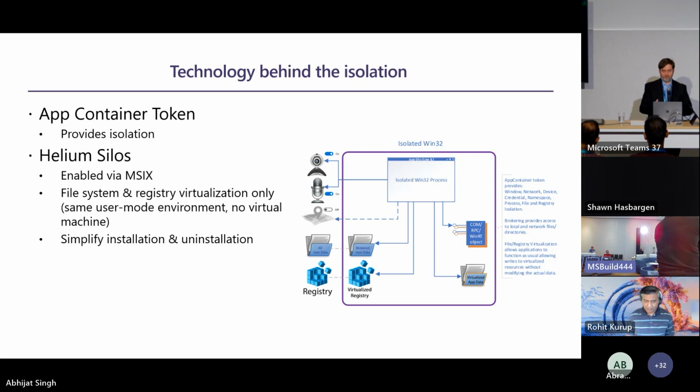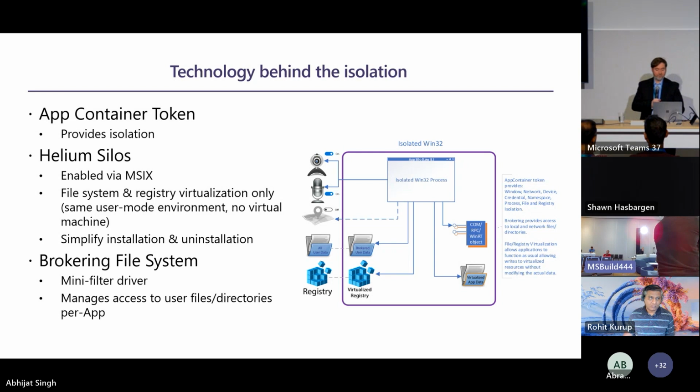And if you look at the right-hand side, you can see that you have an isolated Win32 process. Inside there, we have access to brokered data, and that's the other thing we use, which is brokering. For example, we have a brokering file system which allows existing APIs to work. So let's say you use iFile, like the file dialog, to show a prompt and say you want to open a file or save to a file.